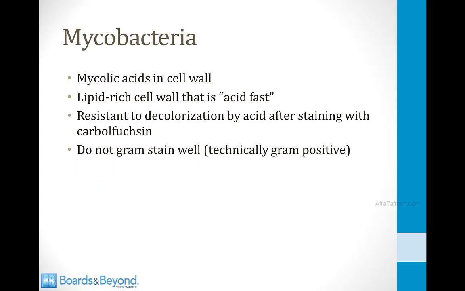Mycobacteria are bacteria that contain a unique substance in their cell wall called mycolic acids, and that's how they get the name Mycobacteria. And mycolic acids contain lipids, so these have very lipid-rich cell walls, and they're described as acid-fast bacteria. So what does that mean? Acid-fast means the bacteria is resistant to decolorization by acid after staining with a substance called carbol fuchsin.